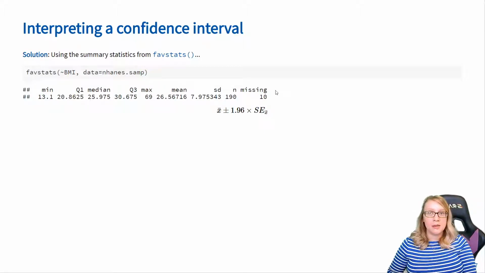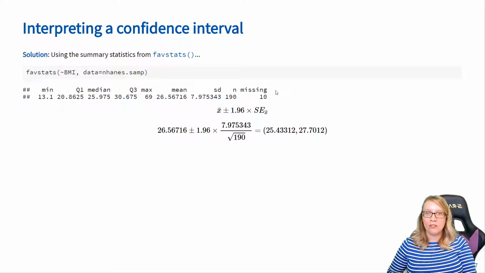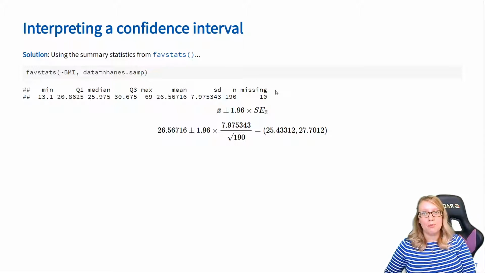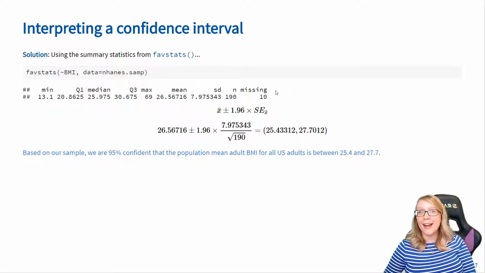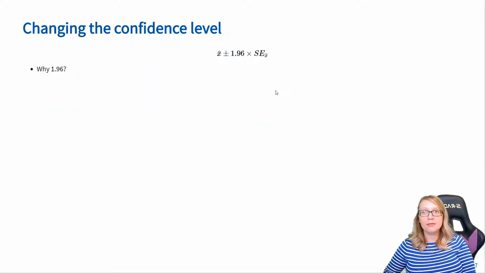So using these summary statistics, let's go ahead and plug everything into our confidence interval formula. Note we are using 190 as our sample size here because 10 of our subjects did have a missing value for body mass index. We get a confidence interval that goes from 25.4 to 27.7. So based on our sample, we are about 95% confident that the population mean adult BMI for all US adults is somewhere between 25.4 and 27.7.